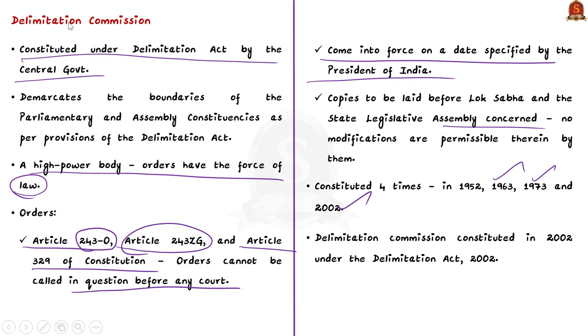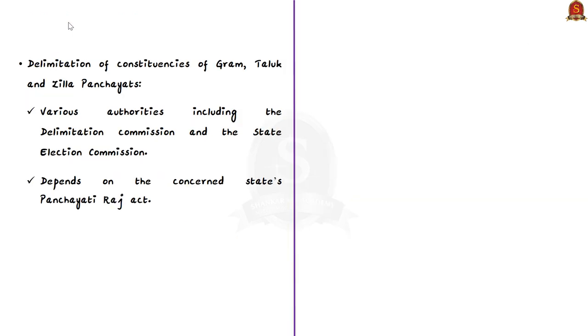Next, what about delimitation for panchayat elections? Who is responsible for this? This responsibility is given to various authorities including the Delimitation Commission. Sometimes even the State Election Commission of the concerned state is given this authority. And this is because of the decentralized nature of our constitution. But this varies from state to state. This responsibility depends on the concerned state's Panchayat Raj Act.